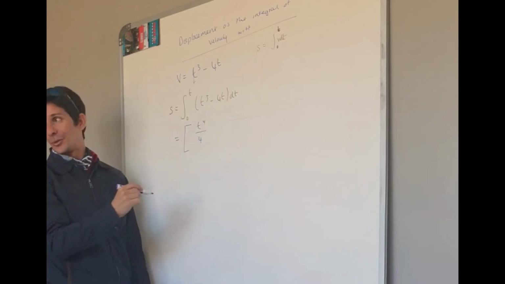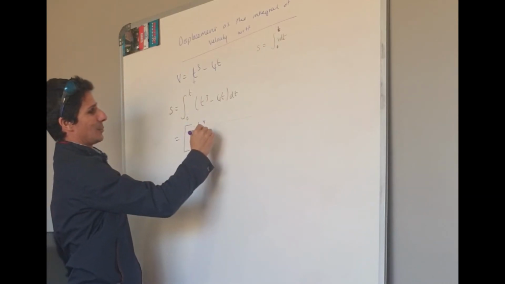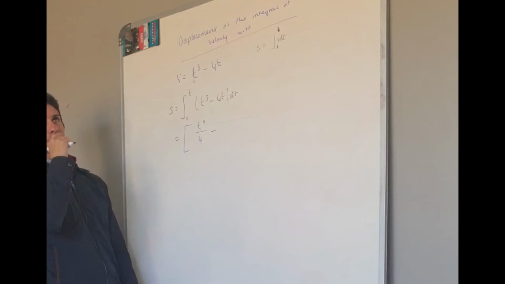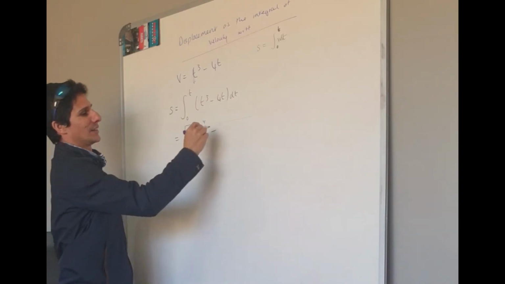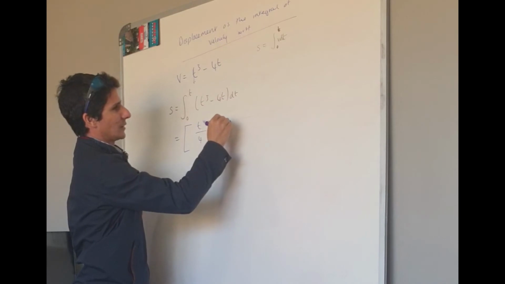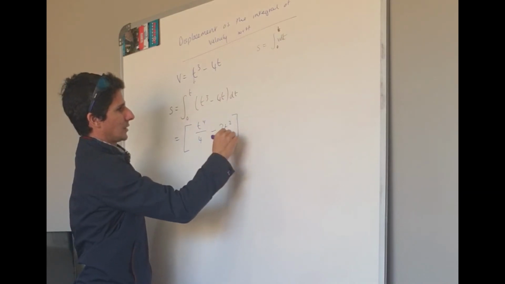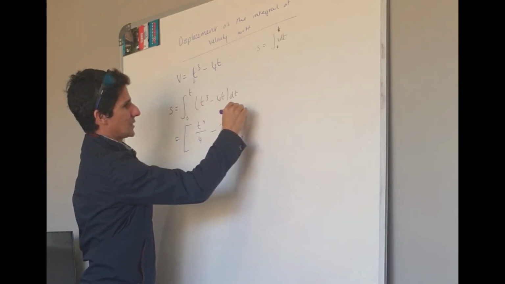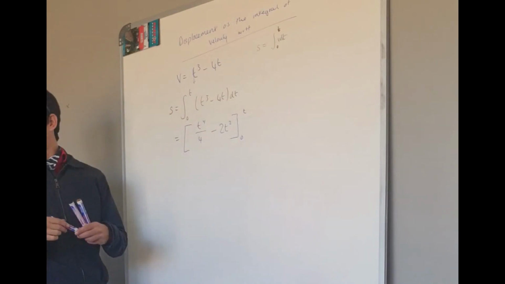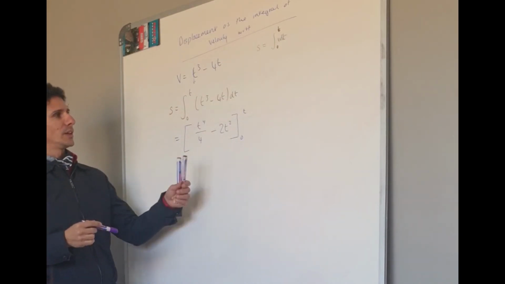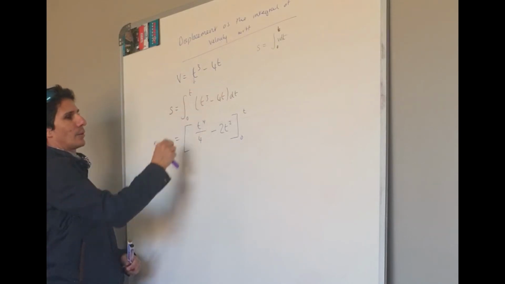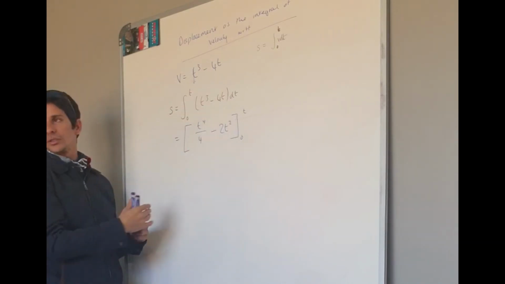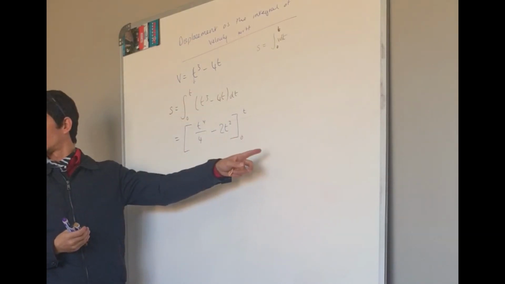T to the power 4 over 4 minus T 4 over 2 squared. So what's that going to be? 2t squared. Okay. Now, because I went from 0 to t, I'm not going to have a constant in my expression. If you didn't have any of these boundaries, you would have an indefinite integral with a constant.